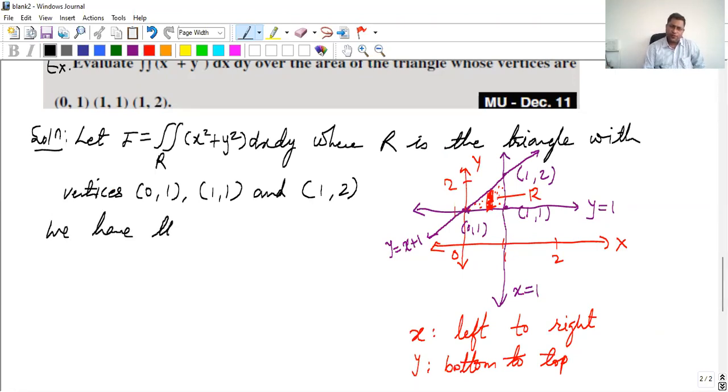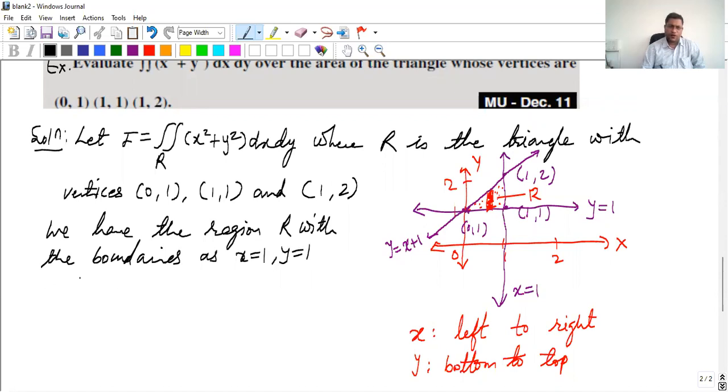So here we have the region R with the boundaries x is equal to 1, y is equal to 1, and y is equal to x plus 1. So these are going to be the boundaries. This is the point 0, 1. This is the line x is equal to 1, this is the line y is equal to x plus 1, and this is the line y is equal to 1.